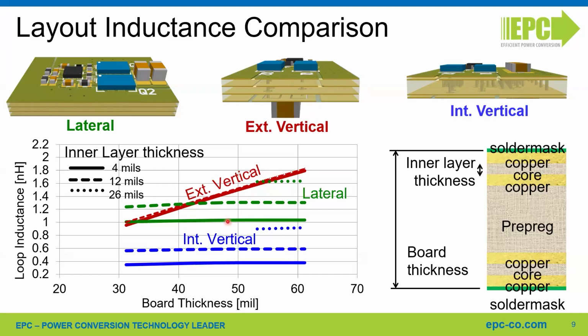So in the lateral layout, you start, let's say, from 1 nanohenry, and then you go up if the insulation thickness between the first two layers is increased. In the external vertical layout, this is very dependent on the thickness of the PCB. And you can see the internal vertical layout is providing the minimum amount of parasitic inductance. So with 4 mils of insulation, you go down to less than 0.4 nanohenry. So this is the layout which we recommend to minimize the inductance.